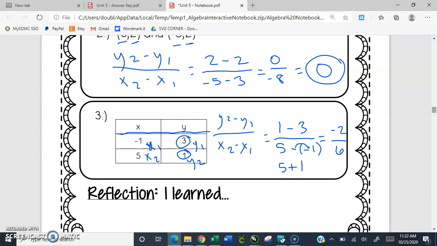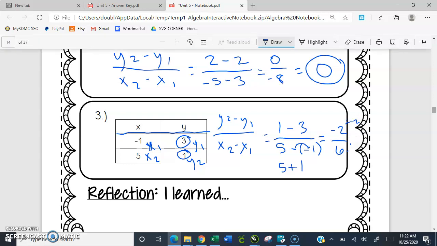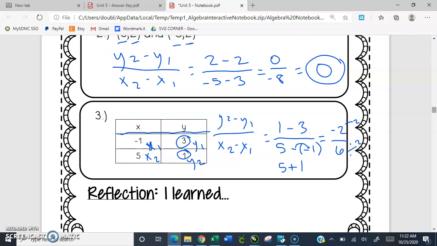So what numbers can go into 2 and 6 because both of them are even? So I know I can simplify. So 2 can divide into 2, and 2 can divide into 6. So how many times can 2 divide into negative 2? Right, negative 1. How many times can 2 divide into 6? 3. So our slope is negative 1/3.